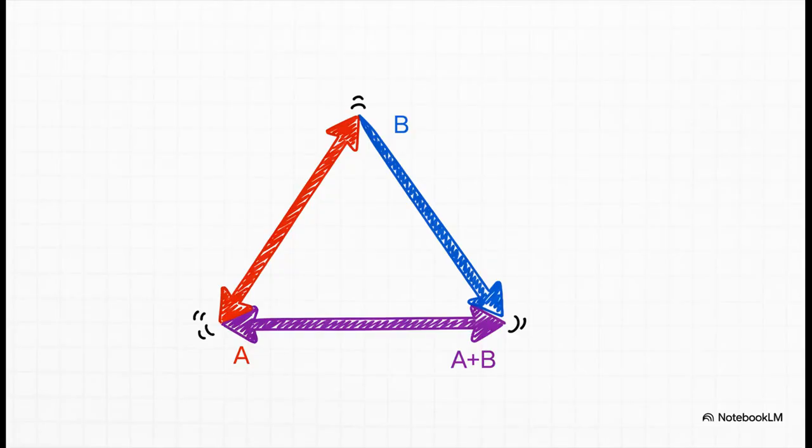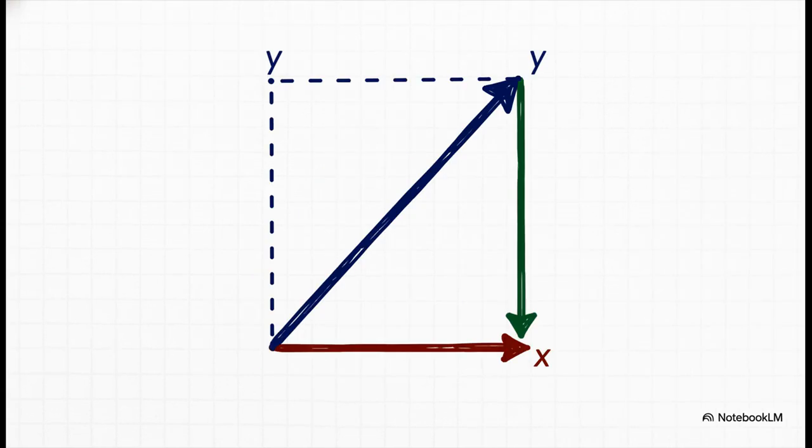You just draw the vectors one after another, placing the tail of the next one at the tip of the last one. The grand total, what we call the resultant, is simply the arrow you draw from your starting point straight to your final endpoint. It's the ultimate shortcut.